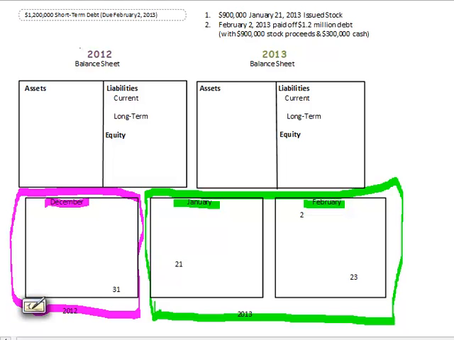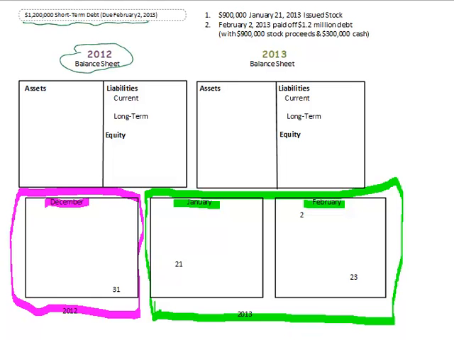So in essence what happened was we've got the year 2012. We have $1.2 million in short-term debt. It's short-term because it's due in 2013, which is the next fiscal year. And so logic would tell us that this $1.2 million should be classified all as current liability. However, we've learned that that's not always the case. Here are the two transactions that have happened subsequent to when we actually released the 2012 financial statements.